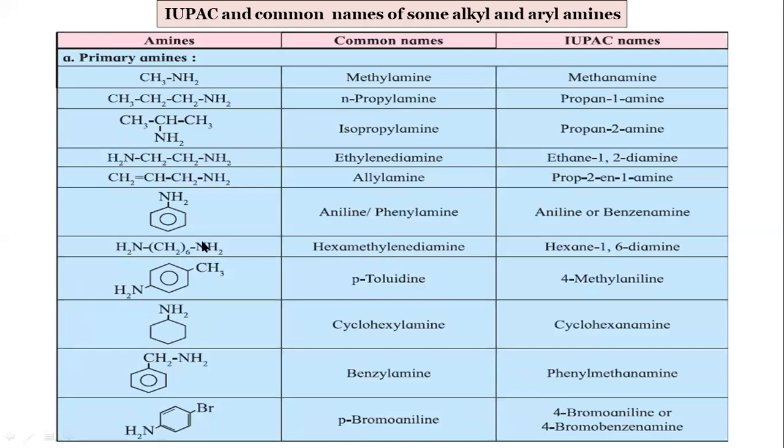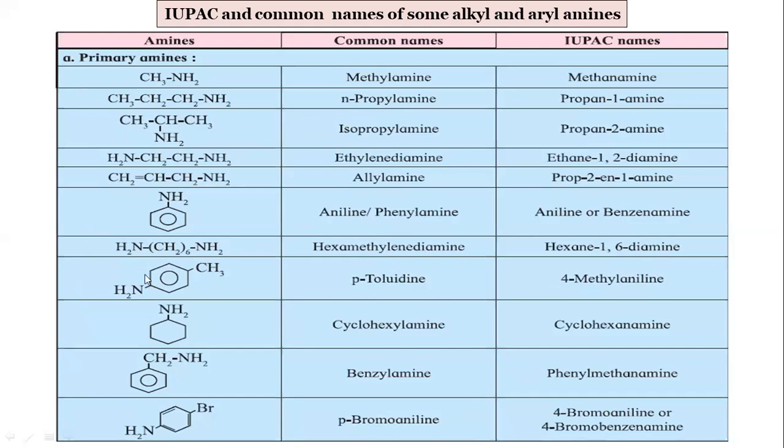One NH2 group is attached at the right-hand side and one at the left-hand side. At the terminals, two NH2 groups are attached. So the IUPAC name is hexane-1,6-diamine. This 1 and 6 indicate the positions of the NH2 groups: on carbon number 1, one NH2 group is attached, and on carbon number 6, another NH2 group is attached.